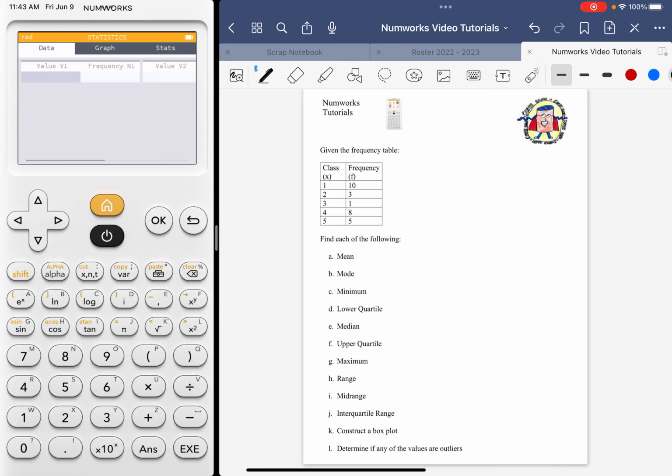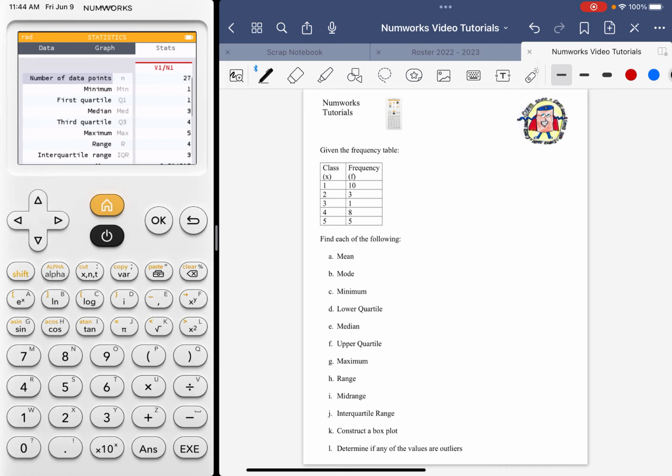Now, fortunately, I'm typing in a smaller data set. Well, maybe not much smaller, just smaller. Or at least it feels that way. But in reality, despite the fewer keystrokes, the less typing, I'm actually typing in more data because there are 10 ones, 3 twos, only 1 three, 8 fours, and 5 fives.